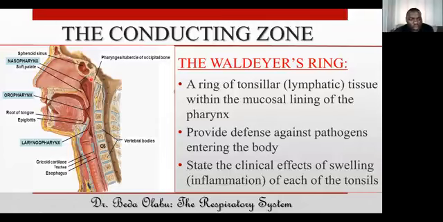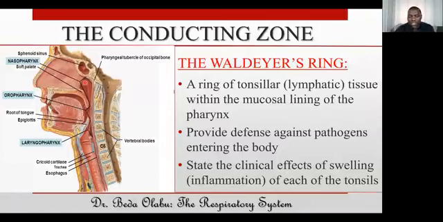The second type, the second component of the Waldeyer's ring, is located here, around the opening of the auditory tubes. So these ones will be two, the right and the left one. We call them tubal tonsils. So they're located around the opening of the auditory tubes. We call them tubal tonsils.